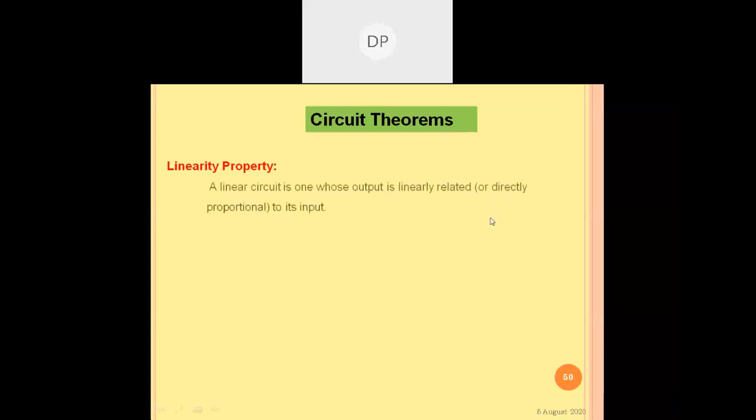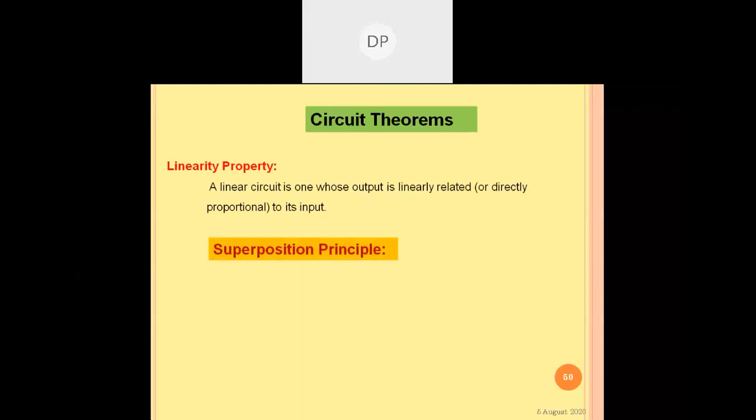linear circuits, because all these theorems are applicable to the linear circuit. And there we discussed what we mean by the linear circuit. So a linear circuit is nothing but the circuit which consists of the linear elements. So what is meant by the linear element? It may be a resistor, it may be an inductor, or it may be a capacitor.